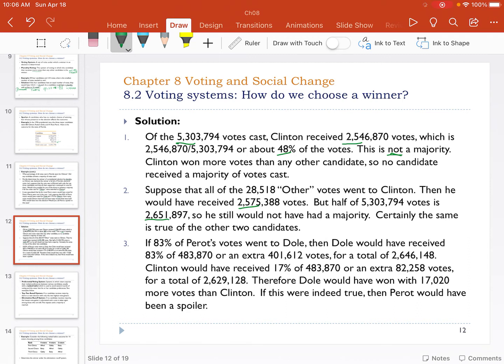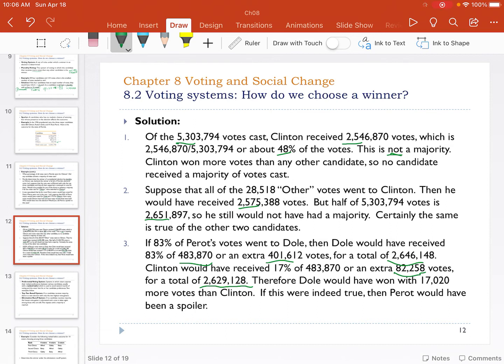Okay, so given this hypothesis that 83% of Perot's votes go to Dole, then Dole would have received 83% of Perot's nearly 500,000 votes, or an extra 402,000 votes. And then he would have gotten to 2.6 million. But Clinton would only carve up a little bit of this pie out of the 500,000. He'd only get an extra 82,000. So there'd be a few people that would say, oh, I don't care for Dole, I'll go over to Clinton. Not as many, but there'd be some that would.